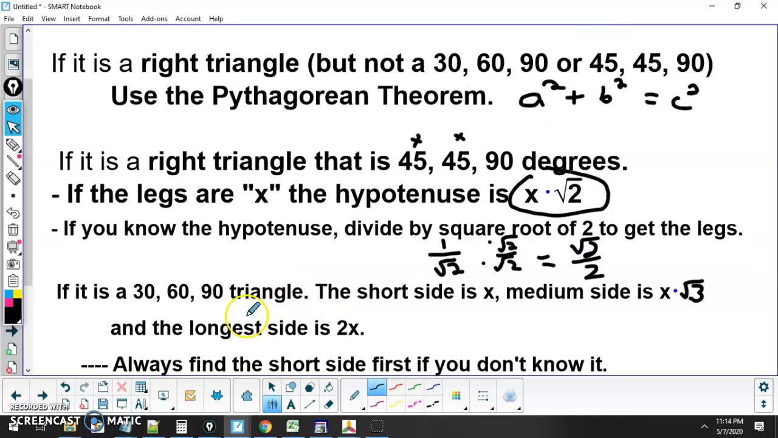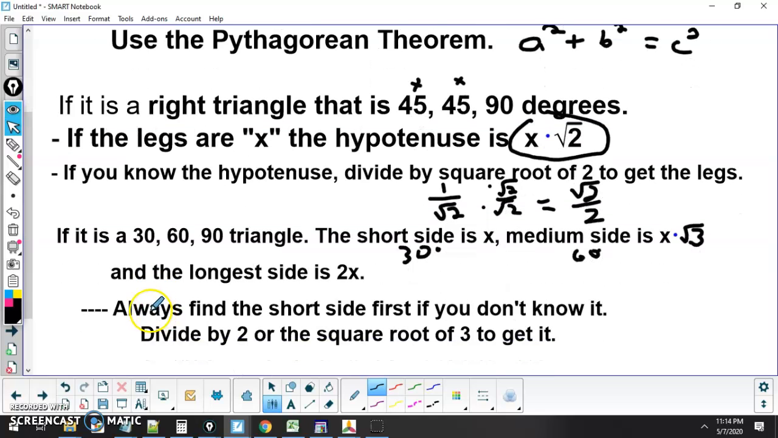The other special case, a 30, 60, 90 triangle. So the short side is x, the medium side is x times the square root of 3, and the longest side is 2x. Okay, you know which side is the short side because it's across from the 30-degree angle. All right, the medium side is across from the 60-degree angle, and of course, the longest side is opposite the 90-degree angle.